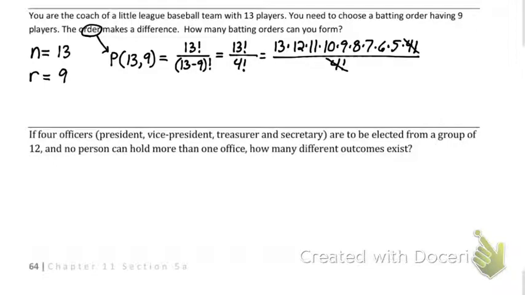So in our calculator, we should type 13 times 12 times 11 times 10 times 9 times 8 times 7 times 6 times 5. And we're going to come up with a really big number. Let's go ahead and plug that in.